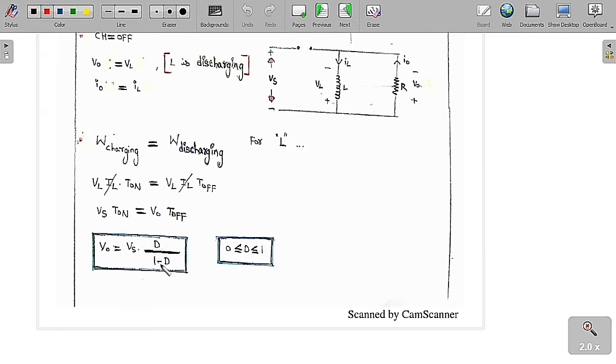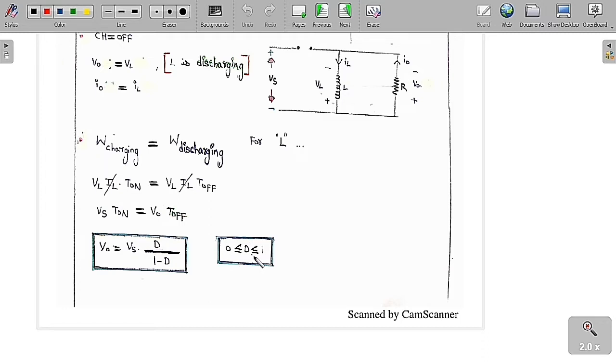So you can see clearly this is a combination of both the step down and also the step up, because the step down voltage is V0 equal to D into Vs, whereas the step up voltage is V0 equal to Vs by 1 minus D. So V0 is equal to Vs into D by 1 minus D. So the D value is going to lie from 0 to 1.